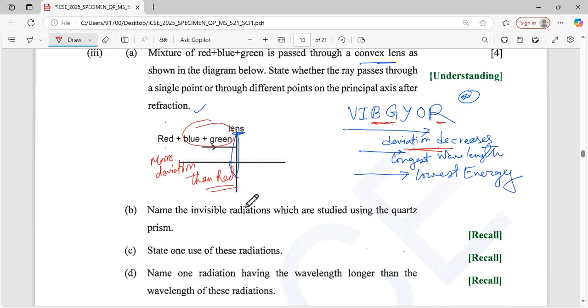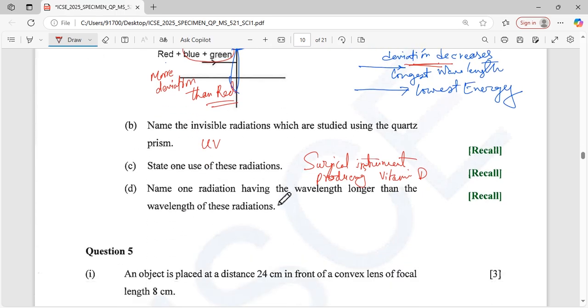Next question. Name the invisible radiation which is studied using the quartz prism. A great question. The basic answer is UV radiation. State one use of this radiation. Sterilizing surgical instruments, and also producing vitamin D.